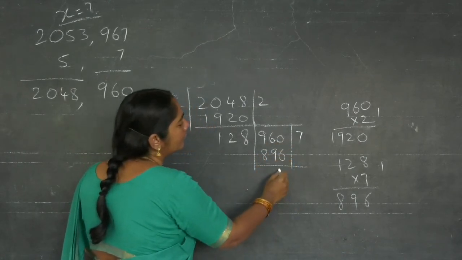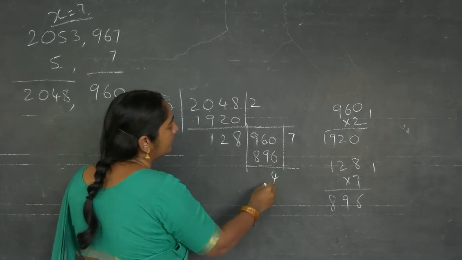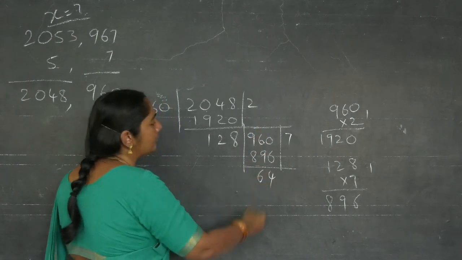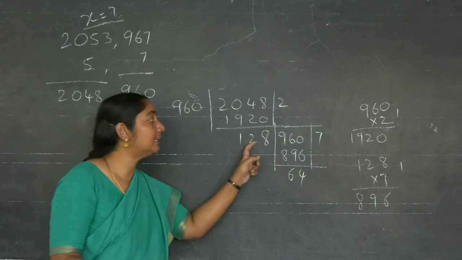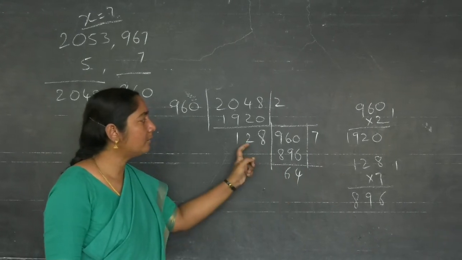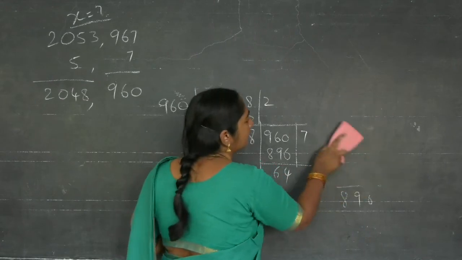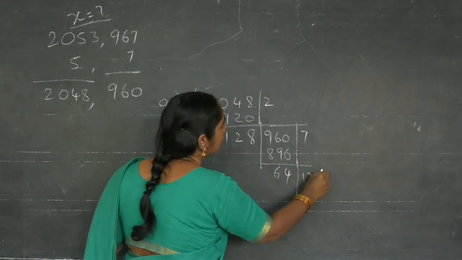Now subtraction: 10 minus 4 is 6, 15 minus 9 is 6, and 8 minus 8 is 0. So the remainder is 64. Always the remainder must be less than the divisor. If the remainder is more than this number, you have to multiply with the next number and see. So my dear friends, now again we bring this number here.